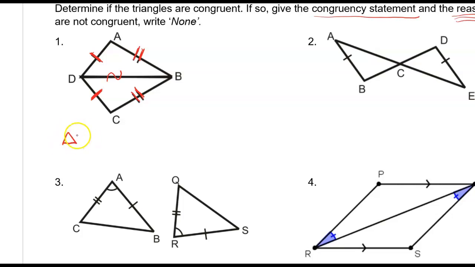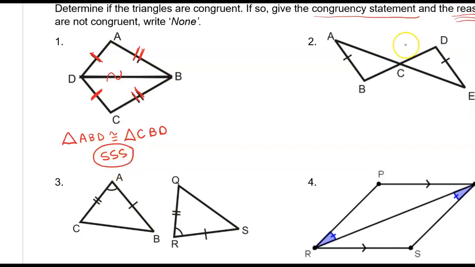The name of the top triangle I could write as ABD. Now I have to correspond my letters for the bottom triangle. Well, angle A corresponds to angle C, so it will go CBD. And the method that would prove these triangles congruent is side, side, side.